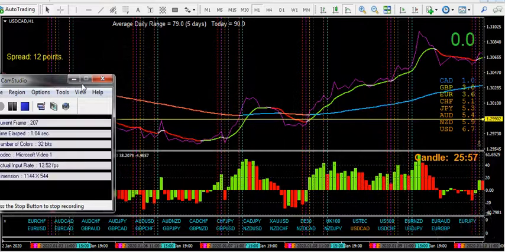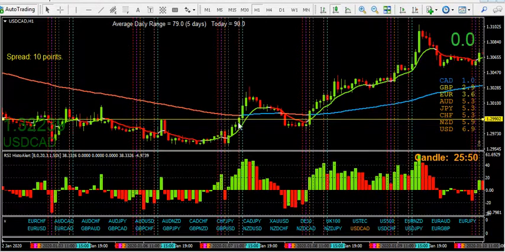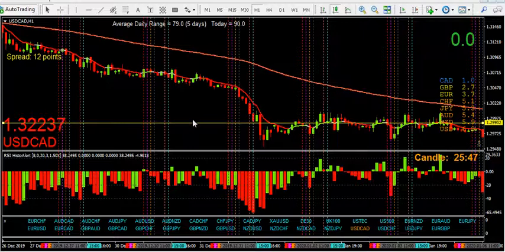Hello guys, here's something I haven't talked about for ages, but it might be worth looking at. It doesn't matter what currency pair you're on. And just, let's get rid of that.